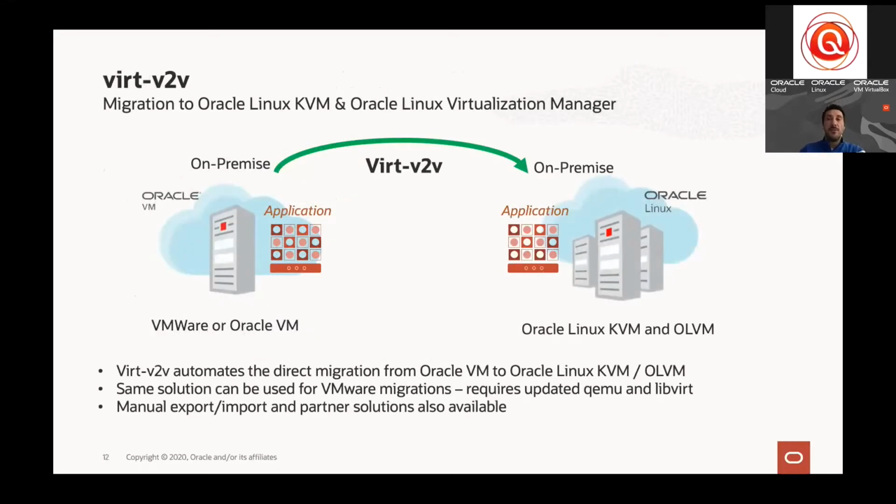Virt-v2v is another utility where we introduced the support from Oracle, and this kind of utility allows you to automate the direct migration from Oracle VM or from VMware, for example. We already have some customers that completed their migration from VMware or from Oracle VM to Oracle Linux KVM. You can find also articles dedicated to the step-by-step migration. It allows you to automate the migration from Oracle VM or from VMware to Oracle Linux KVM.